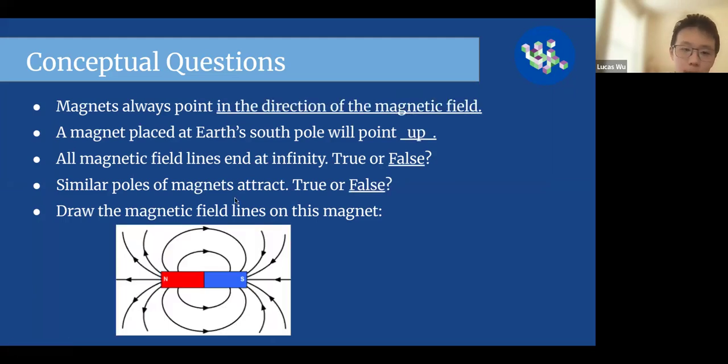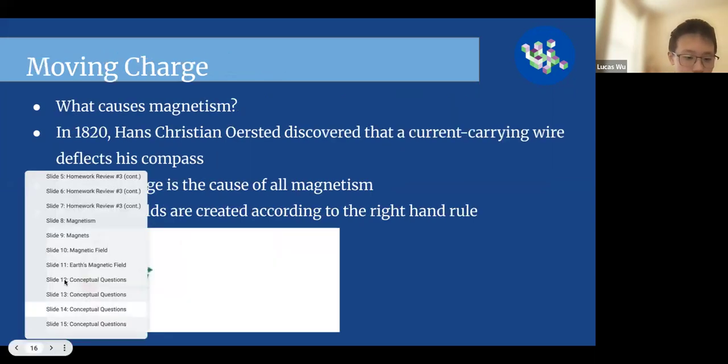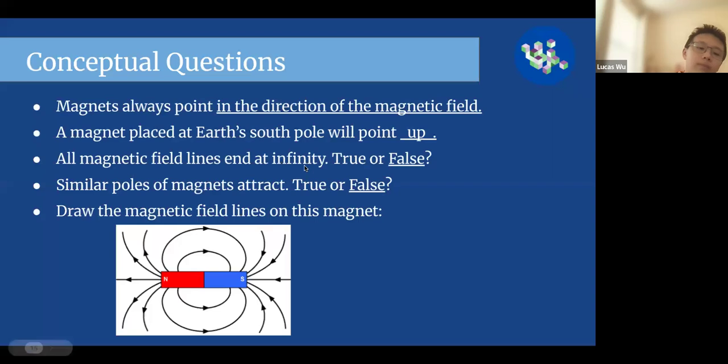So magnets always point in the direction of the magnetic field. You can think of it like a chart, or maybe you can't think of it that way, but just remember magnets will always point in the direction of the magnetic field. You'll find later that if it's not pointing in the direction of the magnetic field, there will be a torque that makes it turn into the direction of the magnetic field.